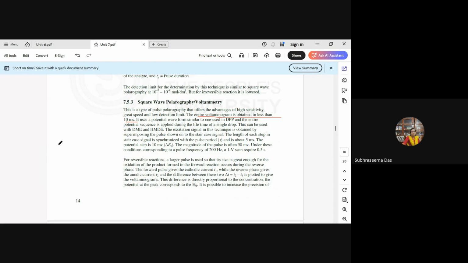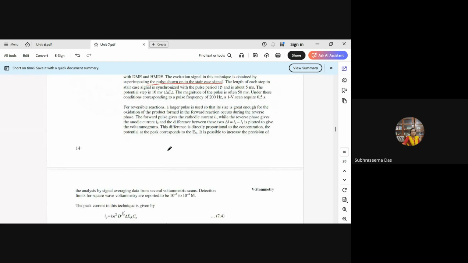The excitation signal in this technique is obtained by superimposing the pulse shown on the staircase signal. The length of each step in the stair is synchronized with the pulse period. Now for reversible reactions, a larger pulse is used so that its size is great enough for the oxidation of the products to be formed.